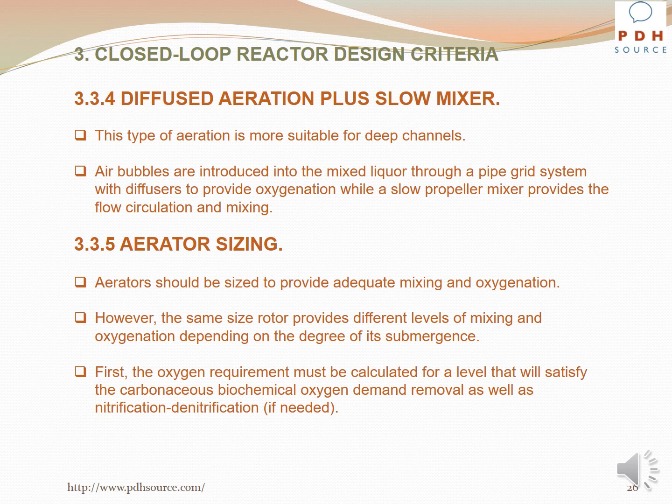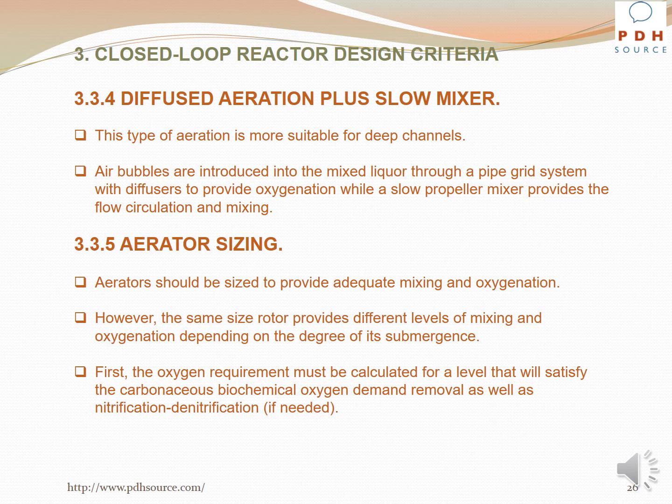With diffused aeration plus slow mixer, this type of aeration is more suitable for deep channels. Air bubbles are introduced into the mixed liquor through a pipe grid system with diffusers to provide oxygenation, while a slow propeller mixer provides the flow circulation and mixing. Aerators should be sized to provide adequate mixing and oxygenation.